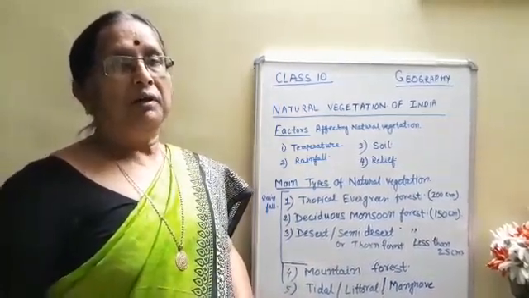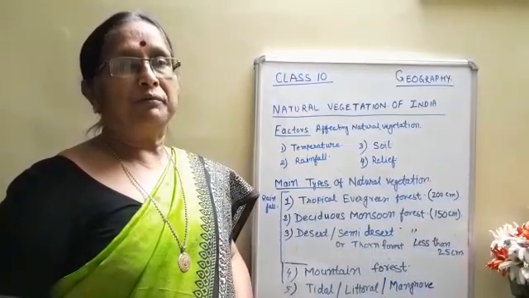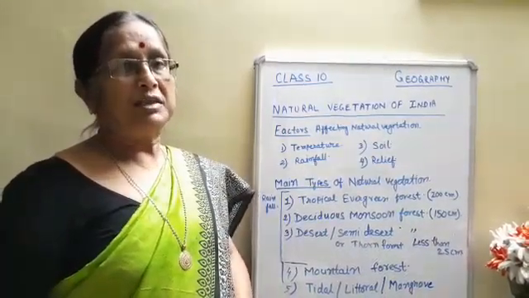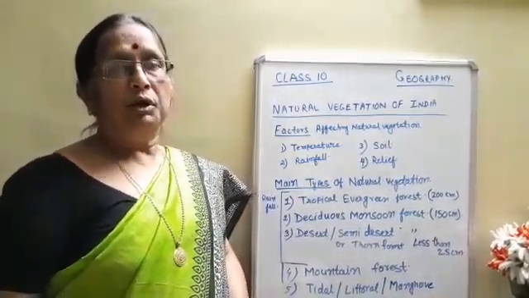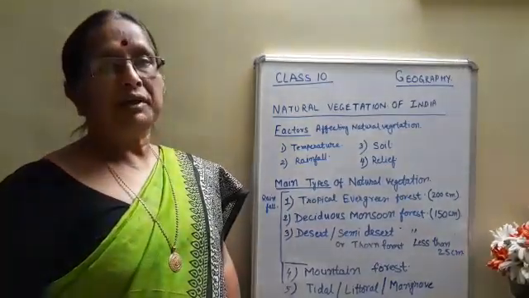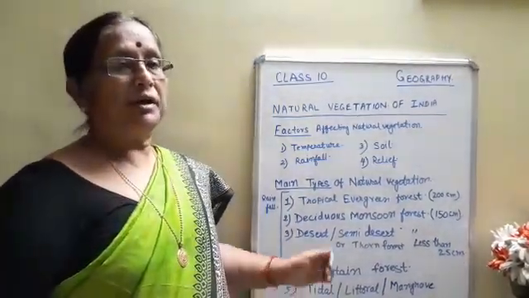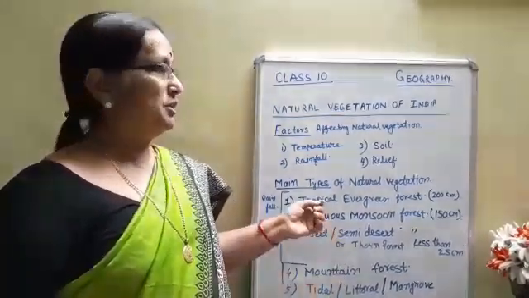Higher the rainfall, the vegetation will be very thick. If the rainfall is less and temperature is low, the vegetation will be very less. So that is called an index for natural vegetation.